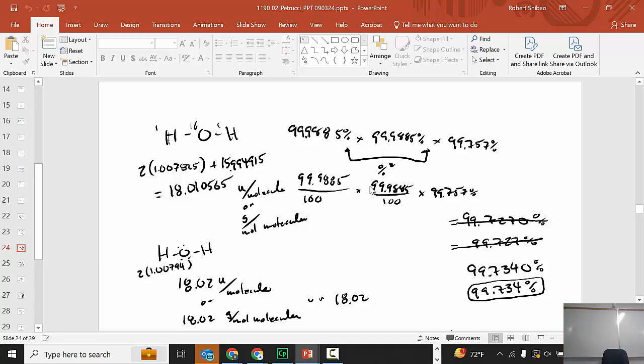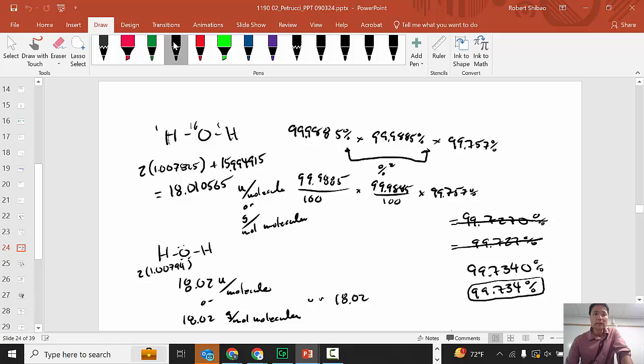But this way does work. And one thing you might try is you might try to do 99.9885% times 99.9885% times 99.757%. And what units would you end up with there? Yeah, you'd end up with percent cube. And does percent cube have any physical meaning? No. There's no meaning to that.